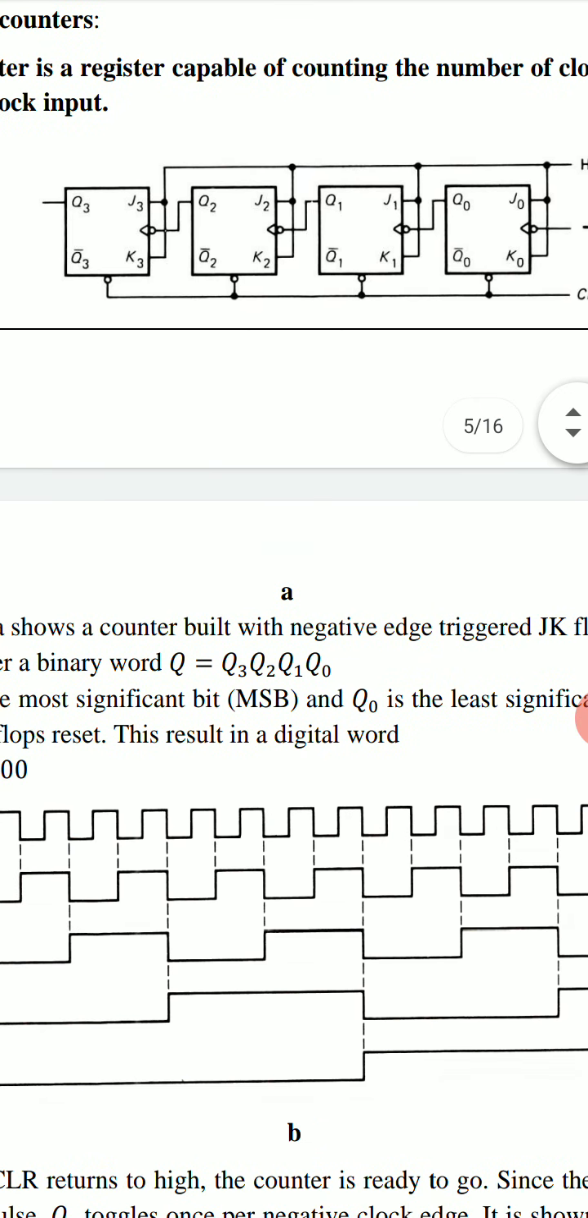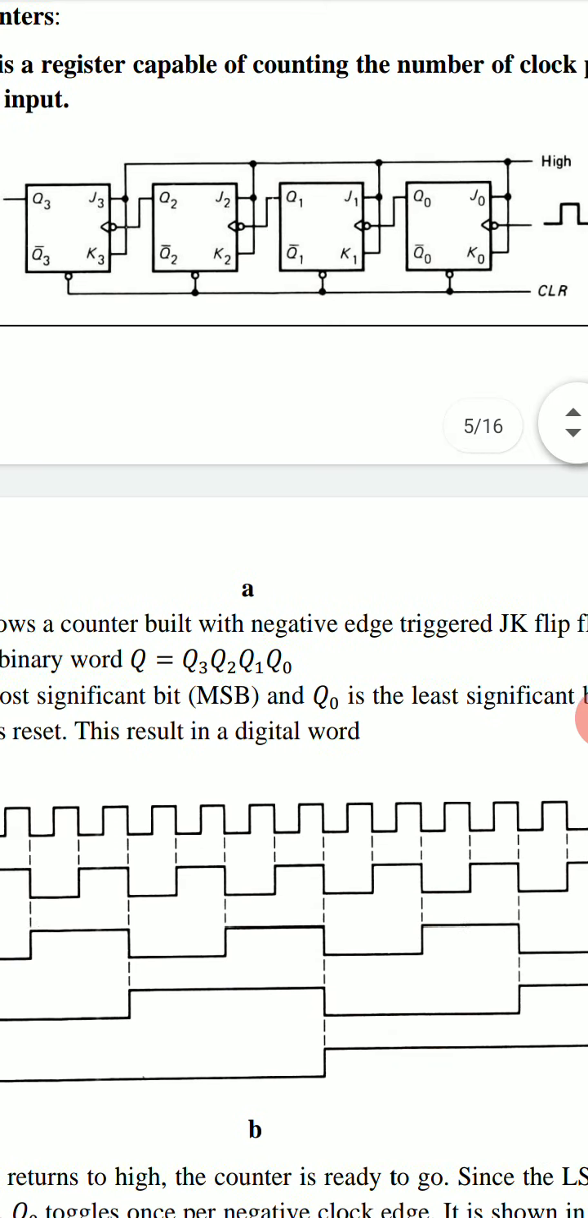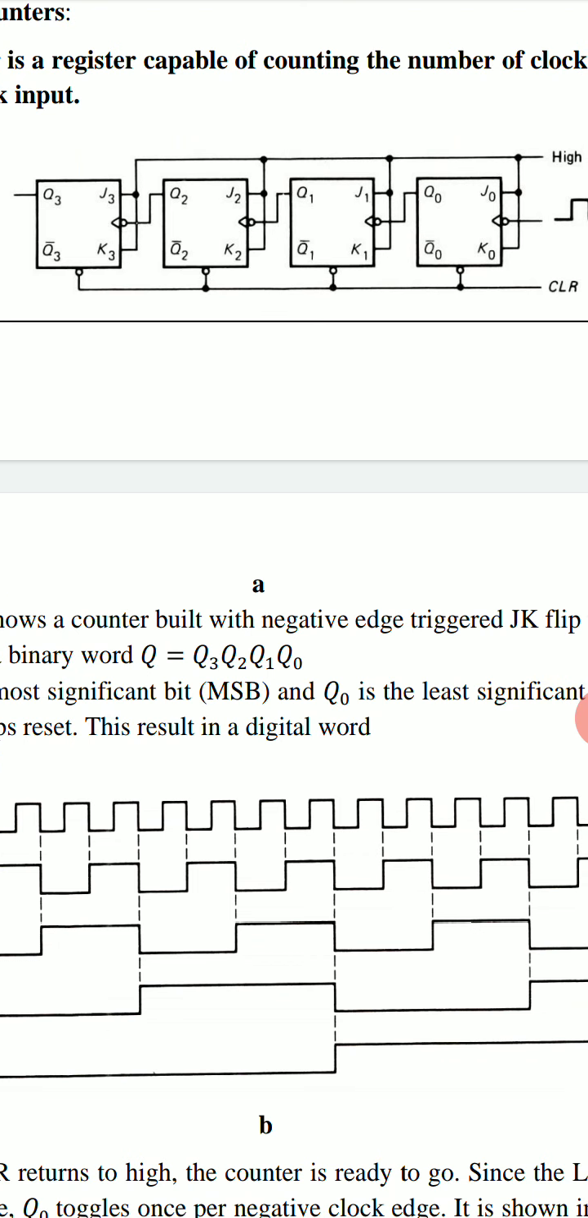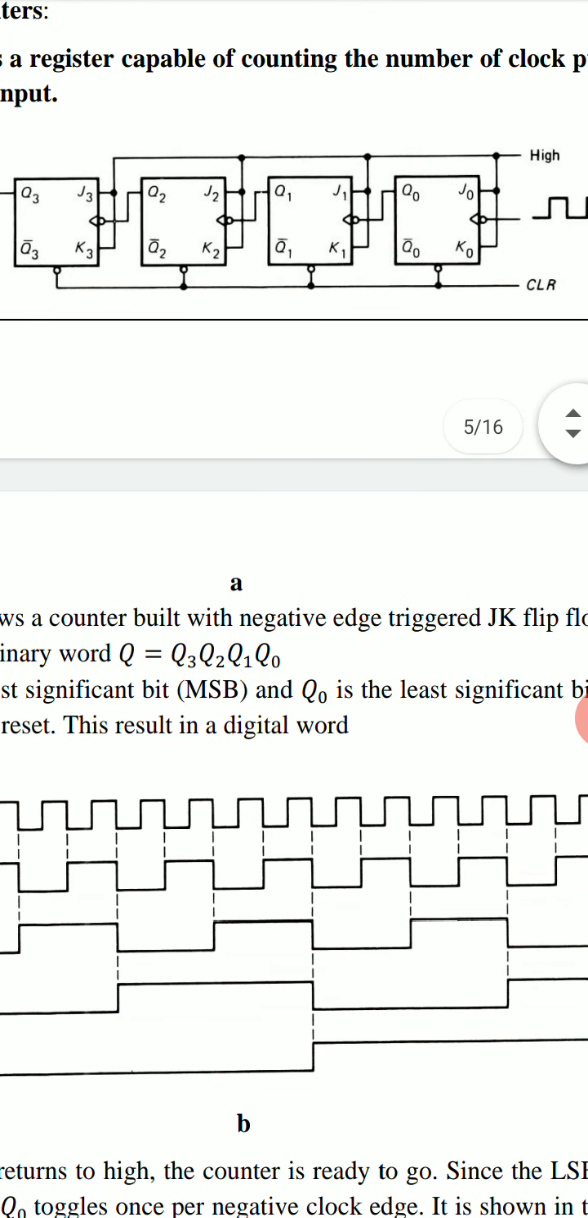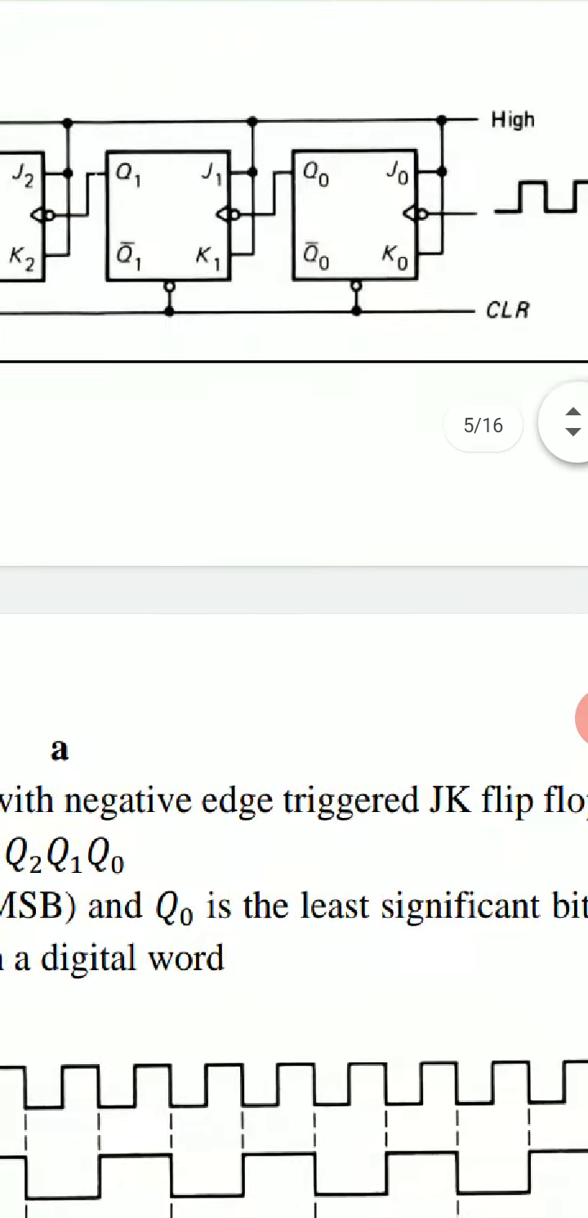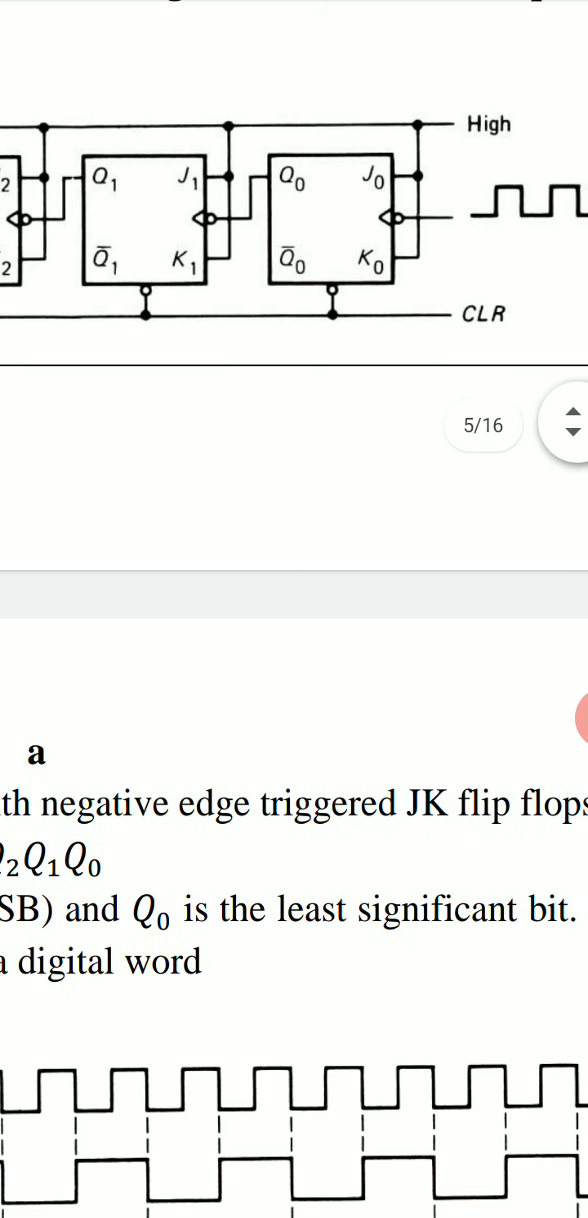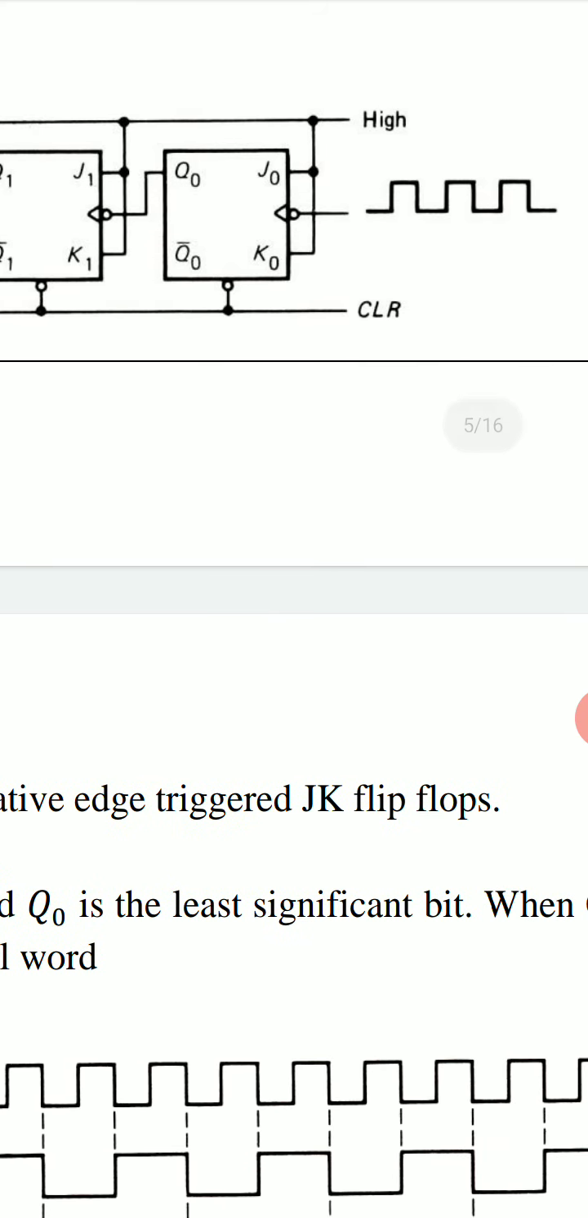We have 4 JK flip-flops, and in this diagram these are negative edge triggered JK flip-flops. This is the LSB, least significant bit flip-flop, having output Q0 and inputs J0, K0 are connected to high.